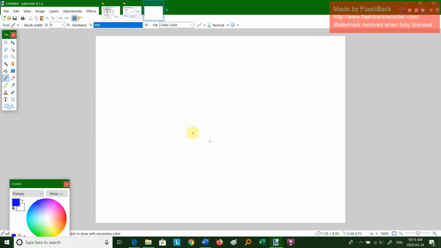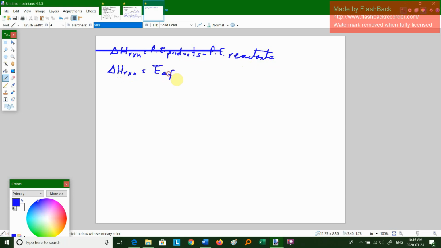Okay, so potential energy profiles. There's two equations that you got to know. Delta H reaction is potential energy of the products minus potential energy of reactants. And we can also write delta H reaction is EA forward minus EA reverse.